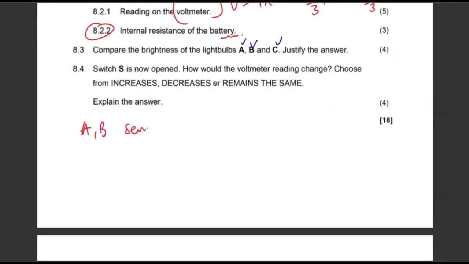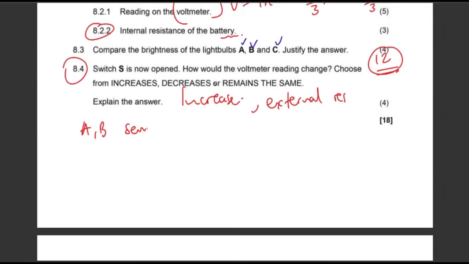Then 8.4, they're telling us that the switch S is now opened. How would the voltmeter reading change? Choose increase or decrease. So the voltmeter reading will increase. Why? Because there is no current and the reading is going to be the 12, which is the EMF. What is the reason? The reason is that the external resistance has increased, and then the potential difference decreases.